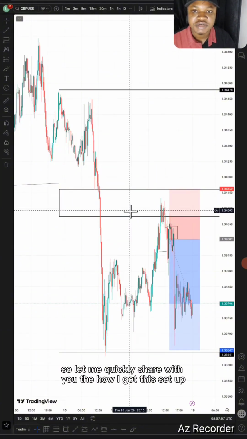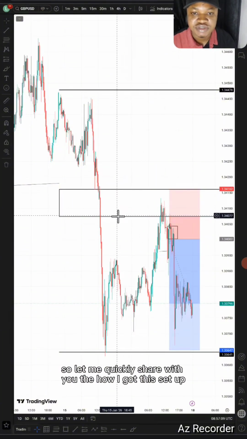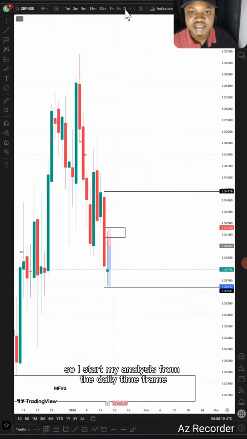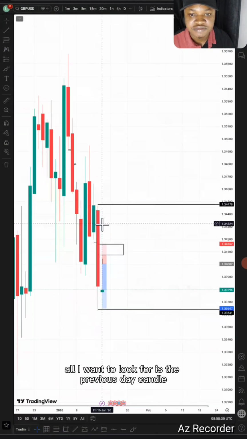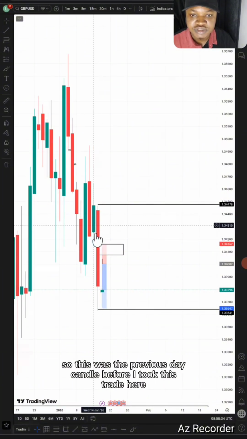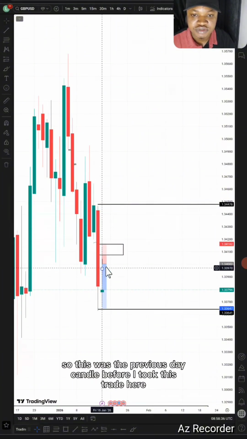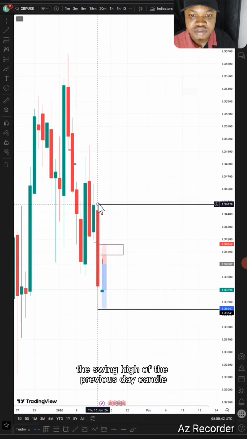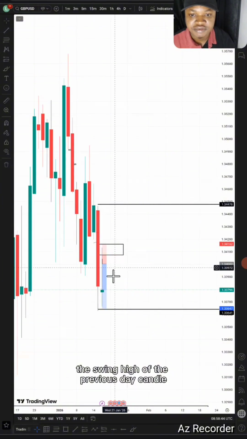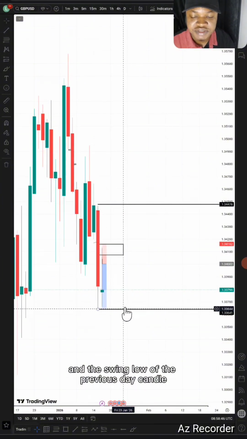So let me quickly share with you how I got this sell setup. I start my analysis from the daily time frame. All I want to look for is the previous day candle. So this was the previous day candle before I took this trade here. I'm going to mark the swing high of the previous day candle and the swing low of the previous day candle.